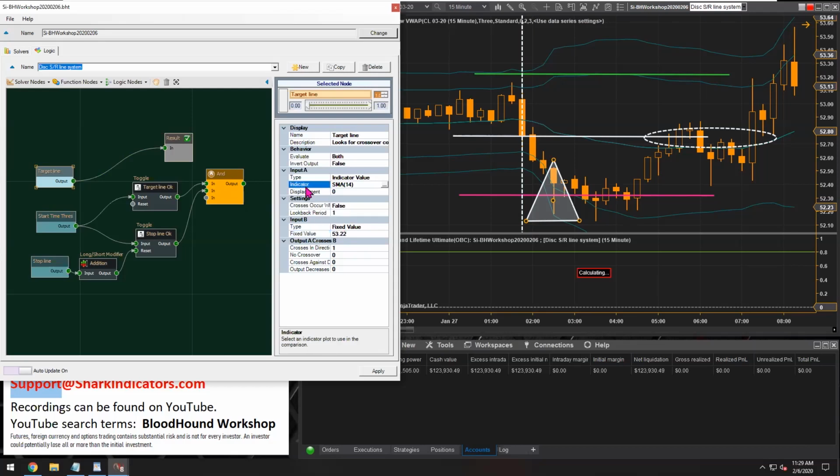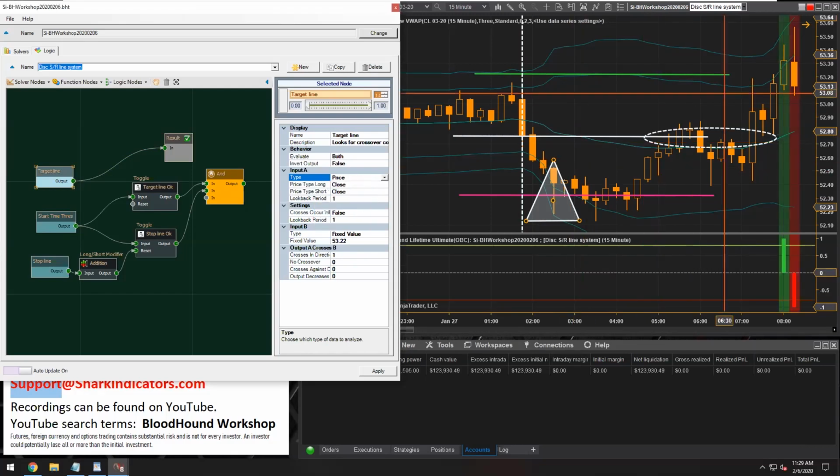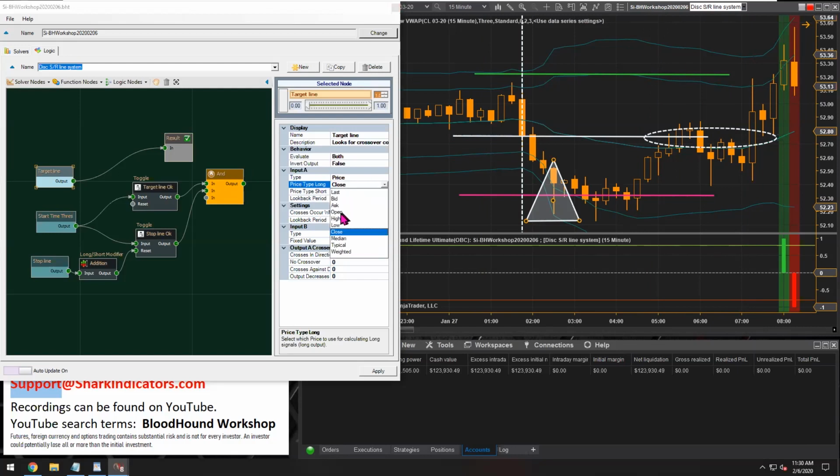There we go. So now we need to figure out which price hitting the target line first invalidates the signal. And yeah, this would have been a long signal situation. So the high of the bar: if the high of the bar touches our target line before getting us a signal from the signal line, then the high would invalidate for a long. So for input A, for a long signal, we're using the high price, and for short, we're using the low price.